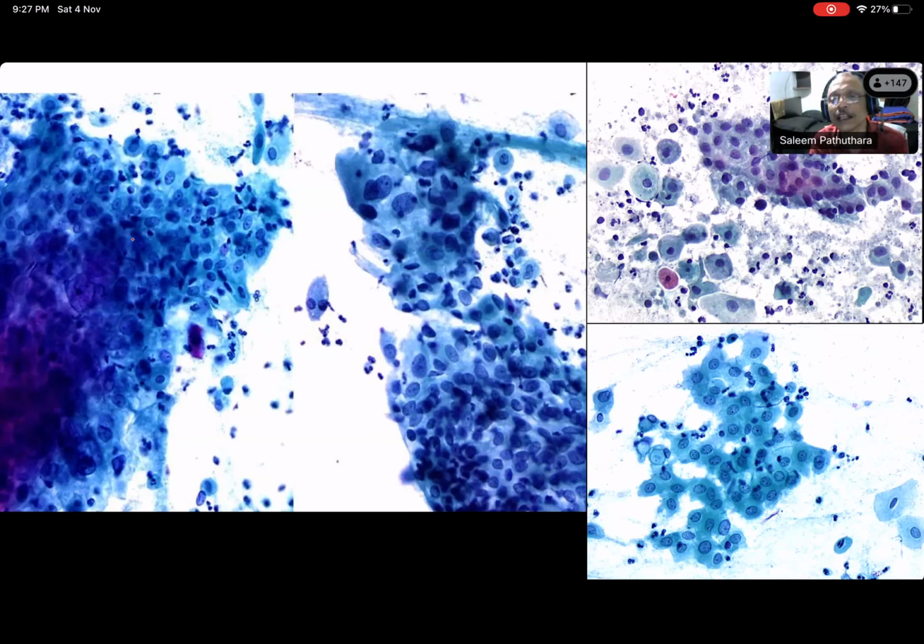You can see the chromatin details very carefully, right? You can see clearly the chromatin details. And look at the chromocenters, small nucleoli. Everything can be very clearly seen, right? Nuclear details are seen. You can also see a lot of debris, cellular debris.